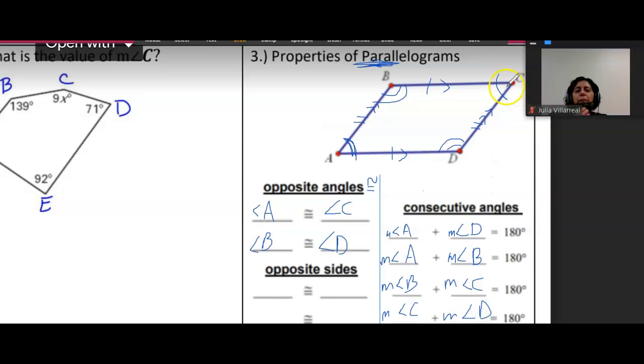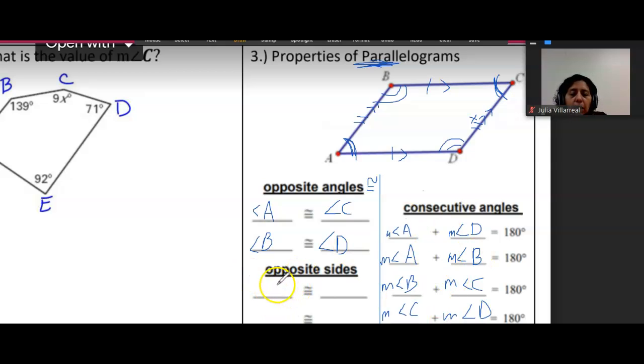So you guys, if you don't understand that, please let me know. See how C is right here, angle C. The one right next to it is angle D. So these two added together equal 180. And also B and C, these two angles add up to 180. All right, another thing you learned on Friday.